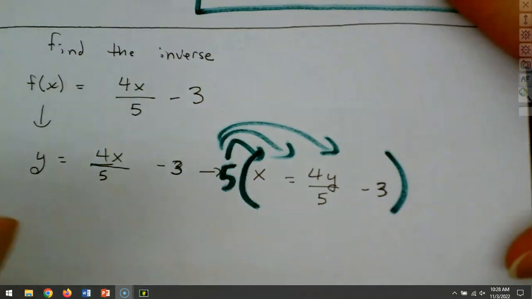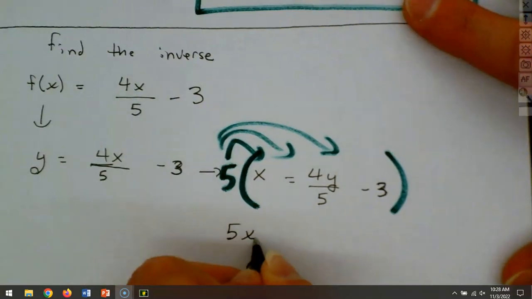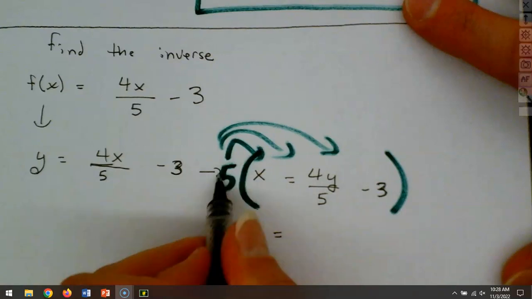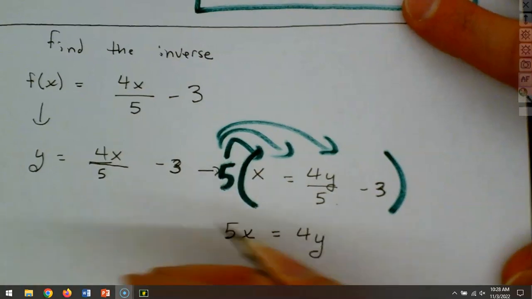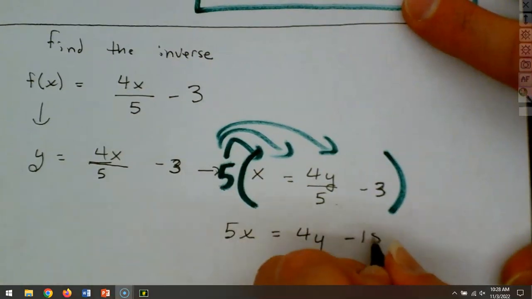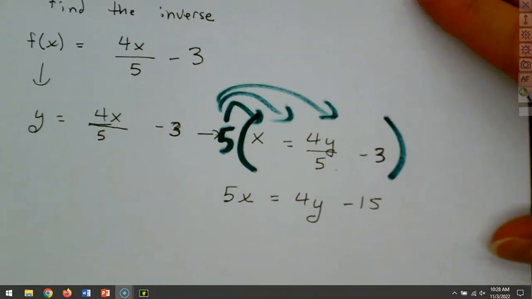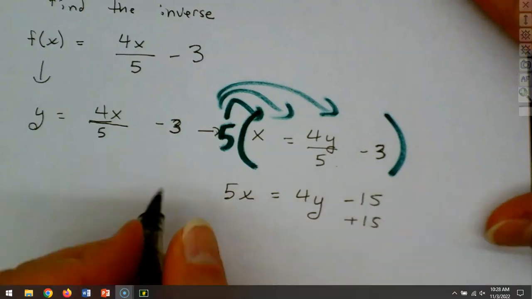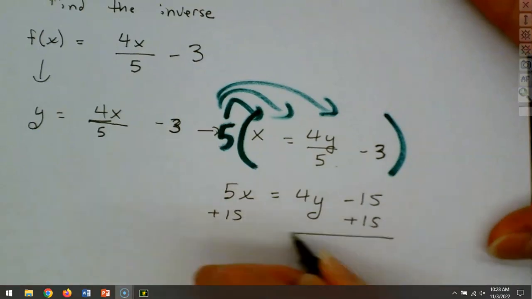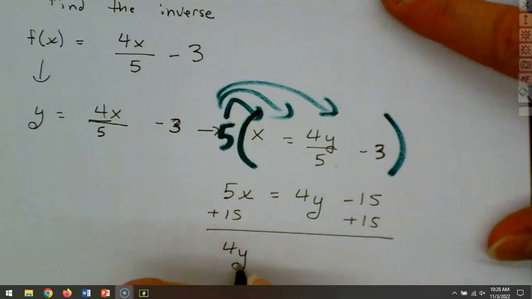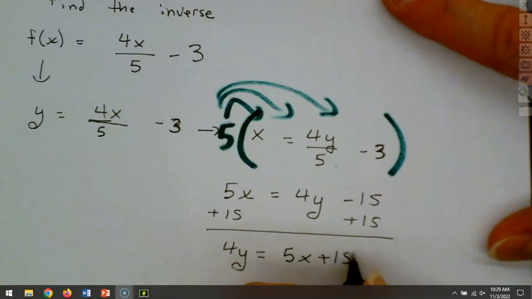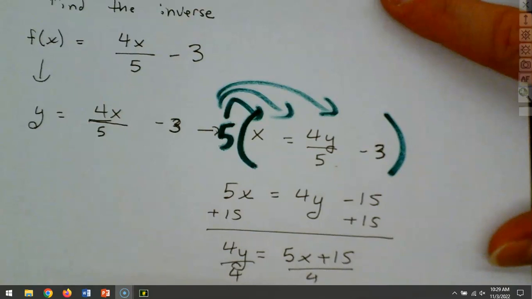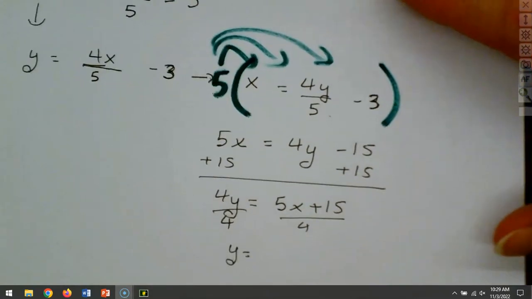So distribute that 5 through, and that is now 5x equals, now the 5's cancel, 4y, 5 times a negative 3, that's a minus 15. We can solve this easily for y, so we're going to add our 15 over. And that leaves me with 4y equals now 5x plus 15. Divide by our 4, and now we're done. So we divide it all by that 4.